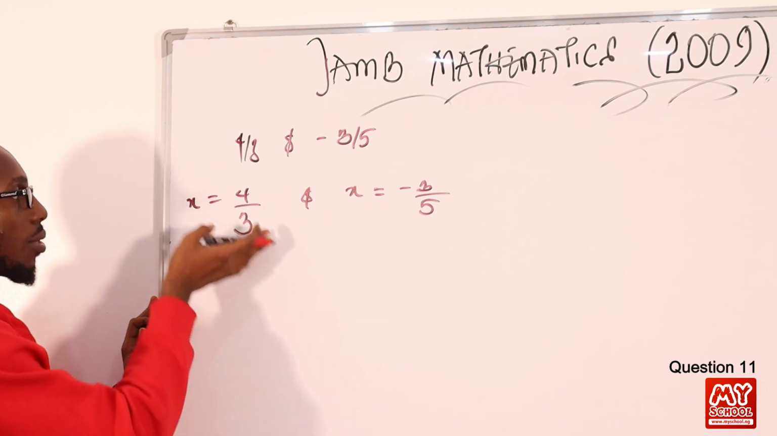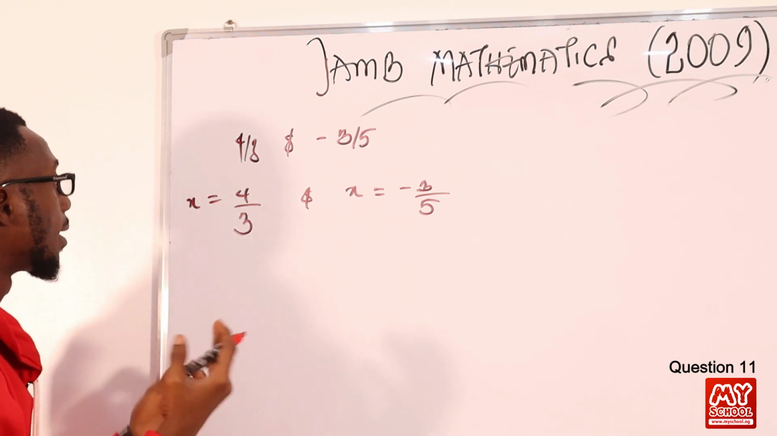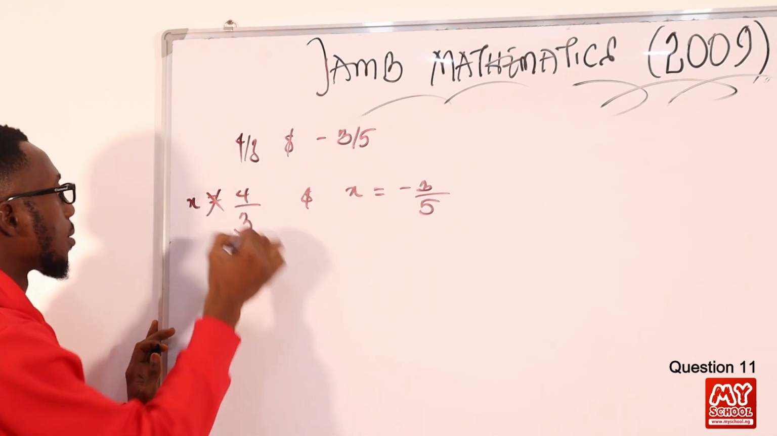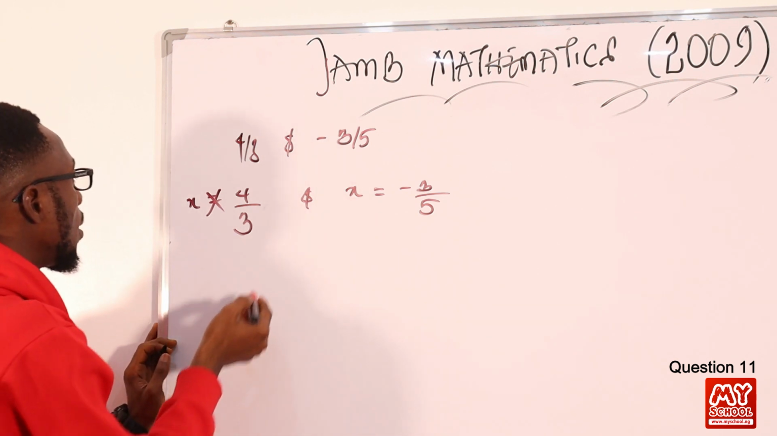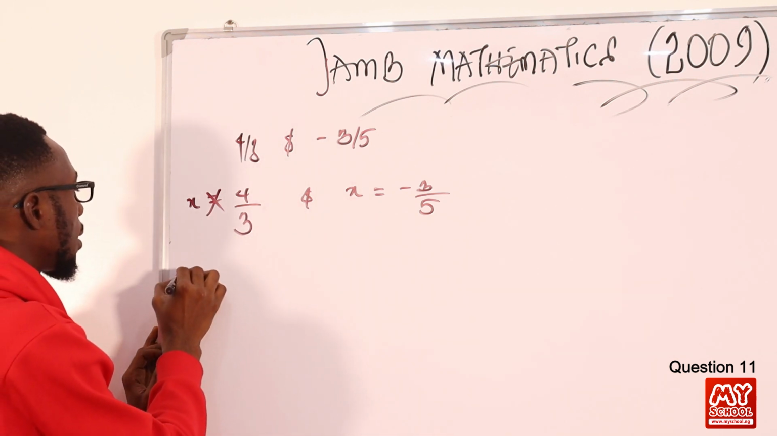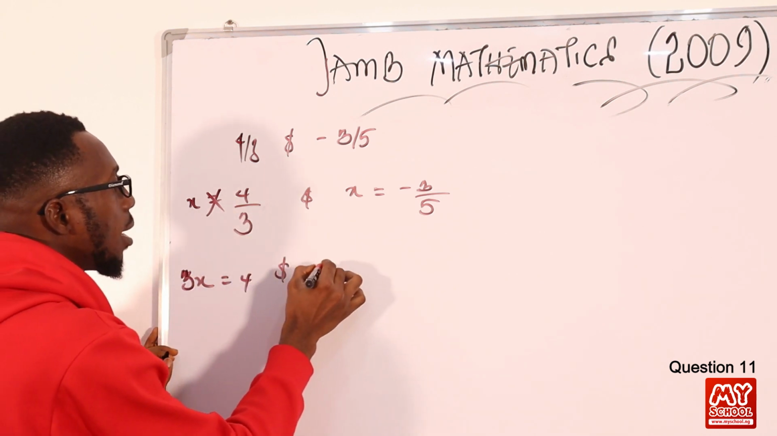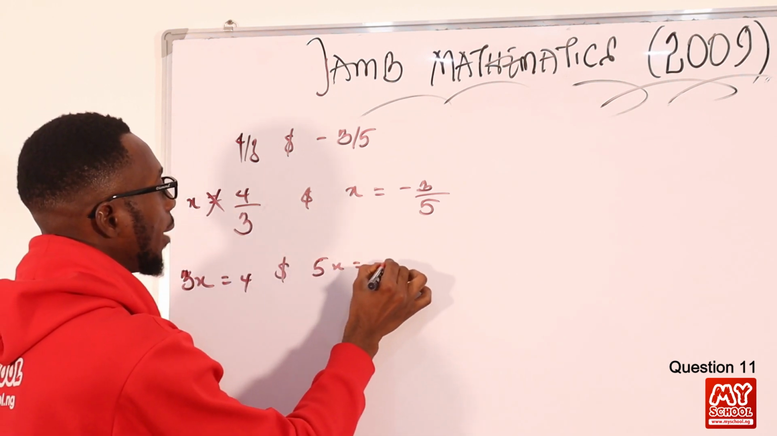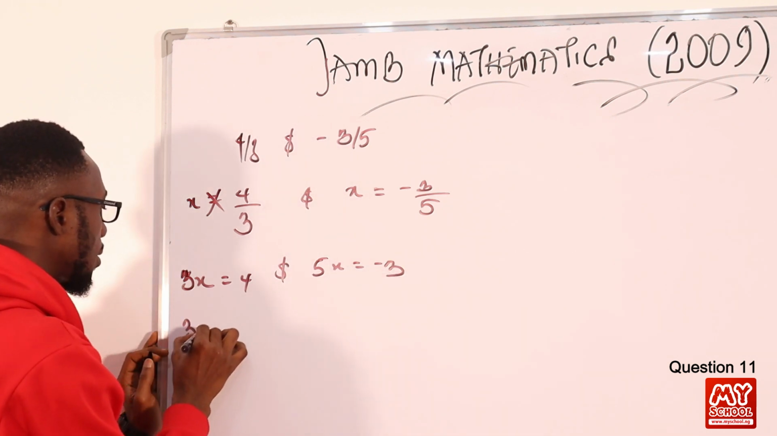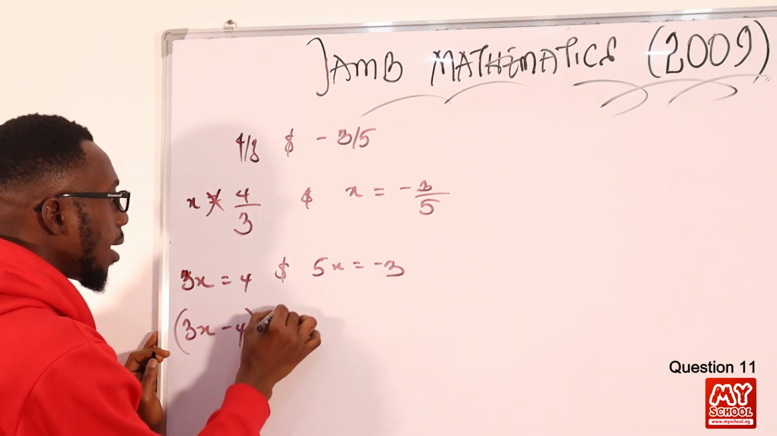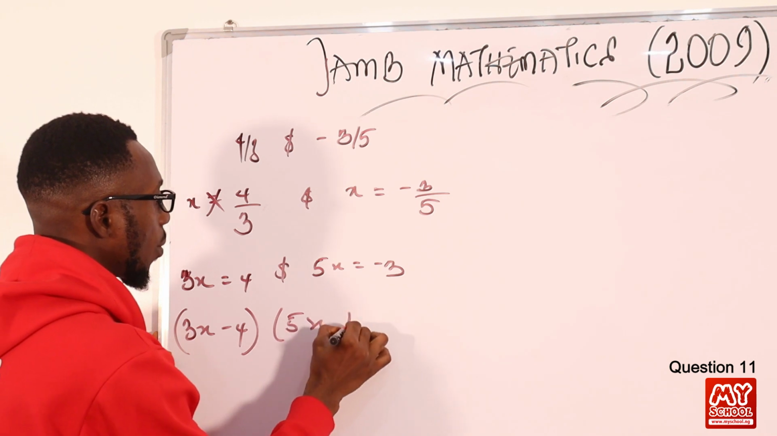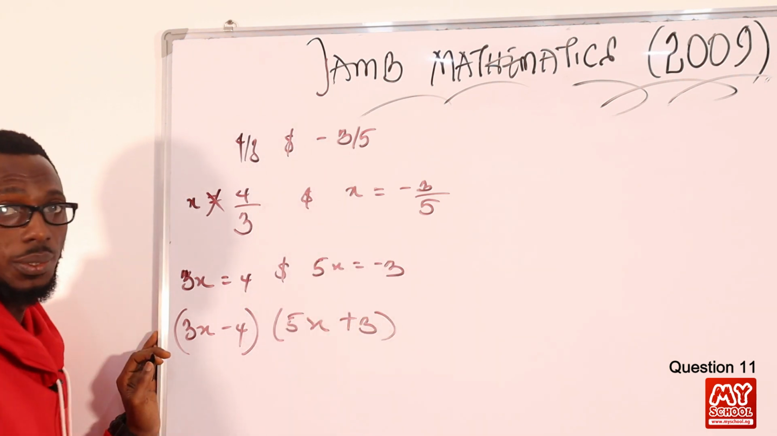I can decide to just bring it in, or I can cross multiply and I still have the same. We are still going to get the same thing. I should have 3X equals 4 and 5X equals minus 3. So I should have 3X minus 4, and 5X plus 3, when it comes in.